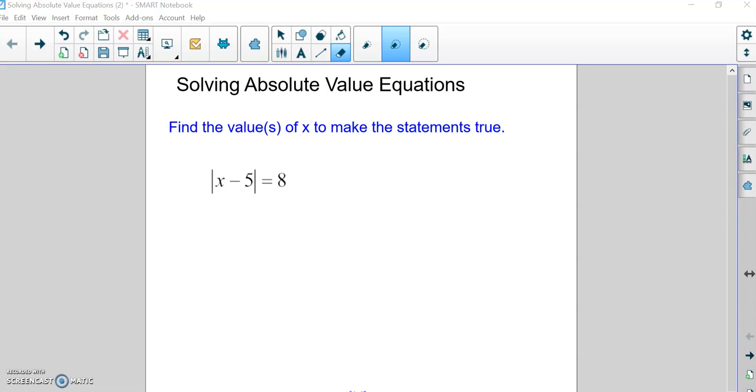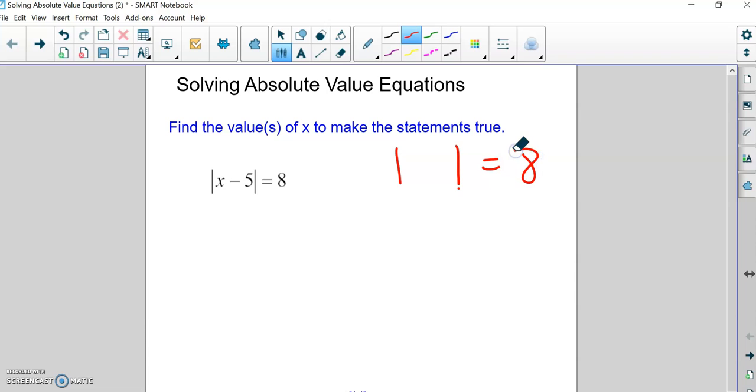So we're going to investigate this for a brief moment, and then we'll talk about the process to solve this. We want to think about how we can get 8 when we have the absolute value of something equal to 8. We should be able to recognize that there are two possible options. We could get this to be 8, or we could have this be negative 8. So somehow we have to figure out how we can get x minus 5 to be 8 or negative 8.